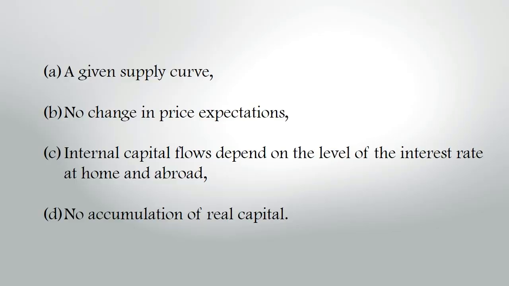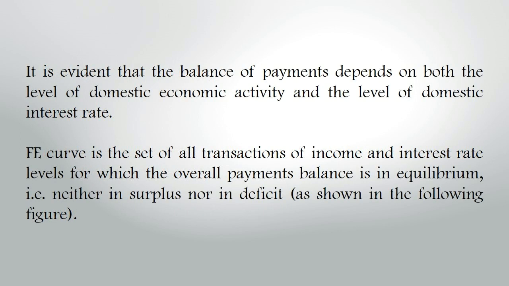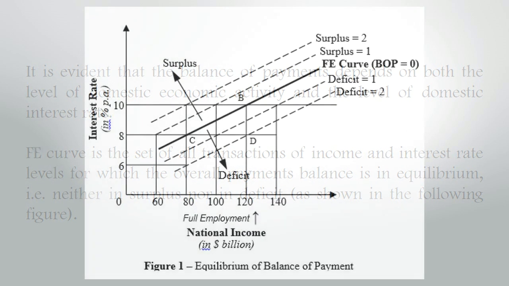B. No change in price expectations. C. Internal capital flows depend on the level of the interest rate at home and abroad. D. No accumulation of real capital. It is evident that the balance of payments depends on both the level of domestic economic activity and the level of domestic interest rate. The FE curve is the set of all combinations of income and interest rate levels for which the overall payments balance is in equilibrium, that is, neither in surplus nor in deficit, as shown in the following figure.